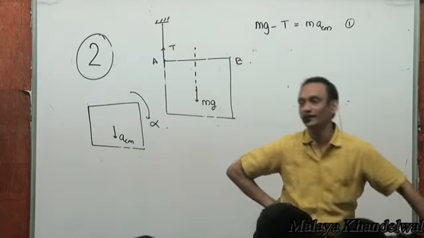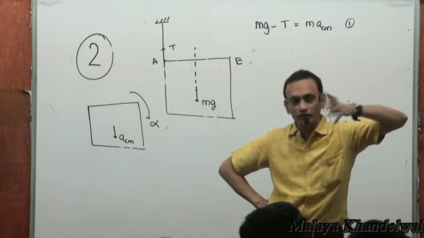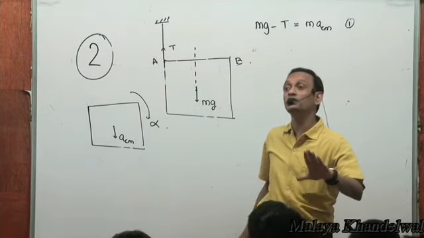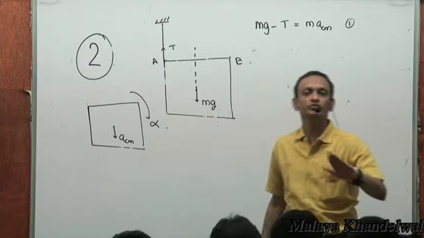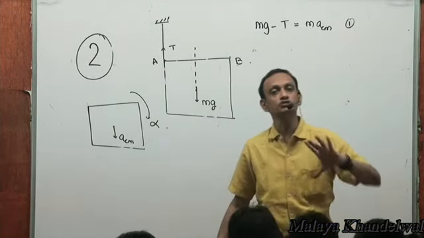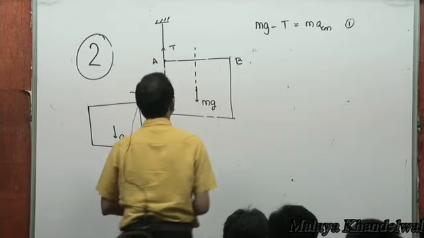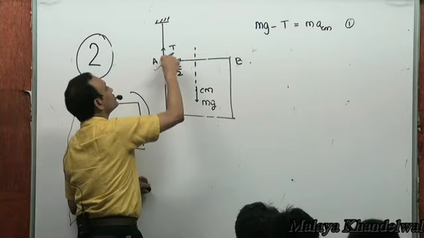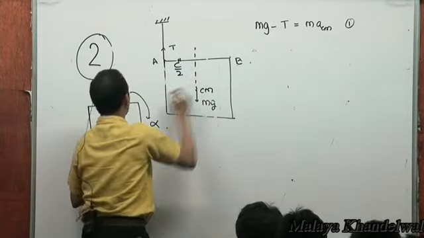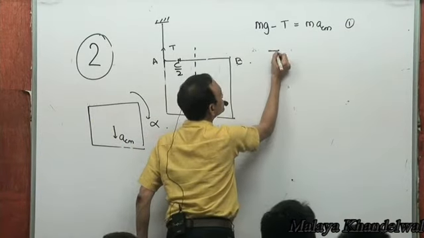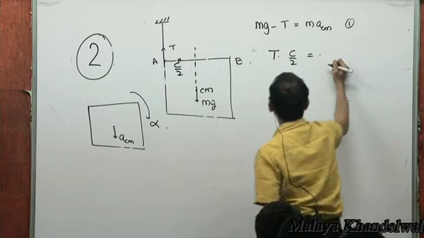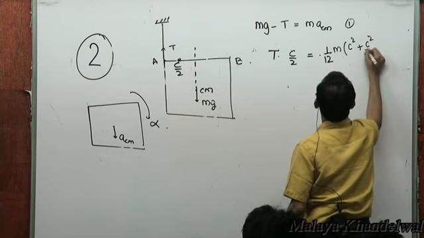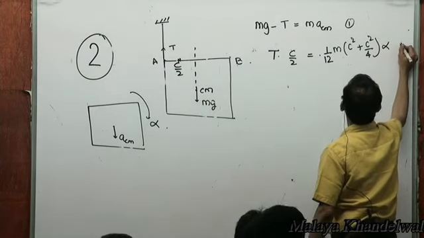A is not a pivot. Earlier, in the earlier case, A was a pivot about which it was in a state of pure rotation. Now it's not in a state of pure rotation about A. So the only legal position about which I should be applying tau equal to I alpha is the center of mass. So this length is c by 2. mg produces no torque about the center of mass. So T into c by 2 is the clockwise torque producing a clockwise alpha, right? T into c by 2 must be I about the center of mass, which is 1/12 m c squared plus c squared by 4 into angular acceleration alpha.